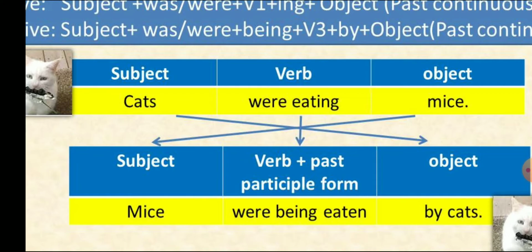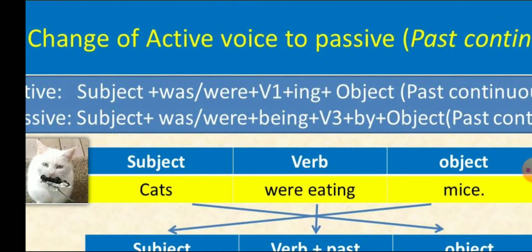First of all, we should identify the tense. Cats were eating mice. It is in the structure that is subject plus was or were plus V1 plus ing plus object. So if ing is there, then it is continuous.